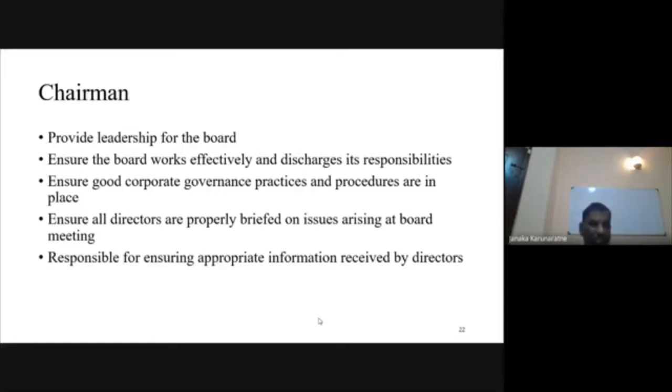He is responsible for ensuring appropriate information is received by directors. So it's very important that the directors receive the relevant information at the board meeting to discuss whatever issues they want to discuss. And also the chairman is responsible to ensure all directors are properly briefed on issues arising at the board meeting.